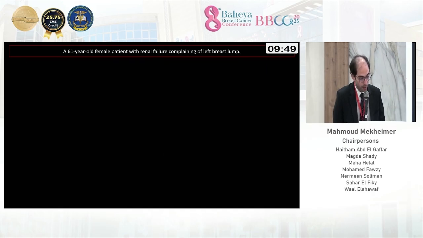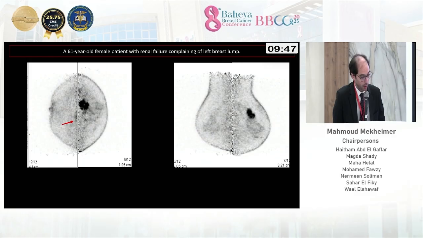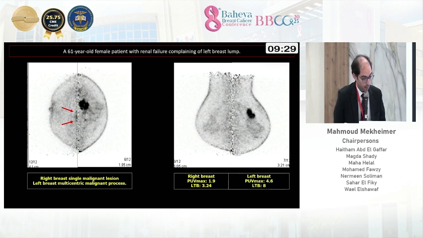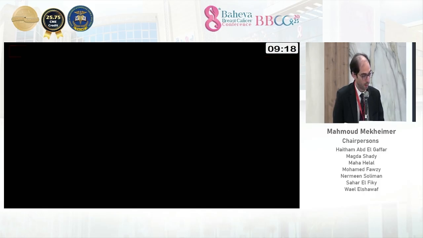PEM was the only available modality and revealed in the right breast a deeply seated, partly seen out of field of view, single malignant mass lesion with SUV max 1.9 and LTB 3.24, while in the left breast, there are multicentric malignant lesions, including an FDG avid mass, foci, and non-mass uptake, with SUV max 4.6 and LTB 8.